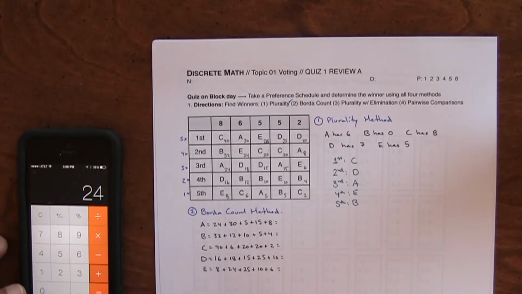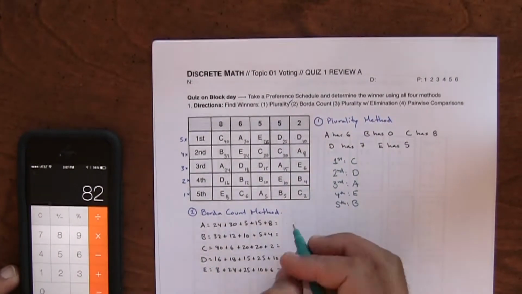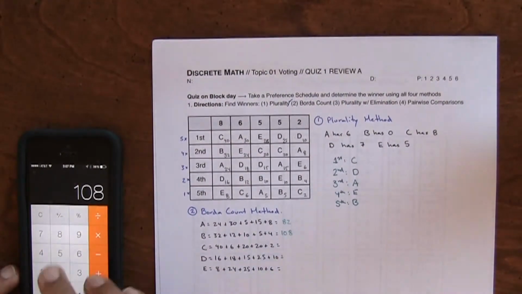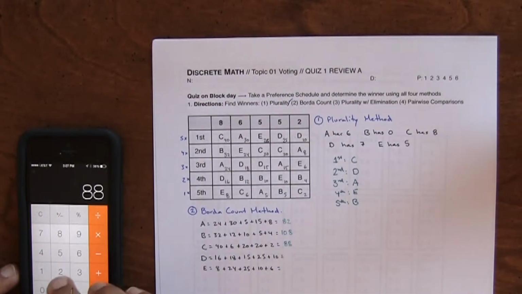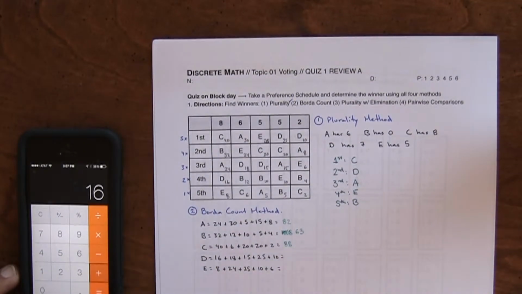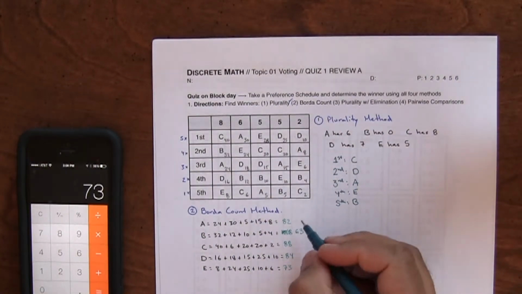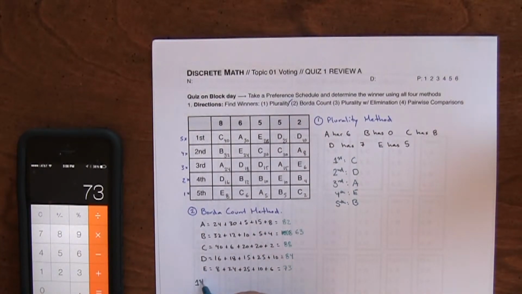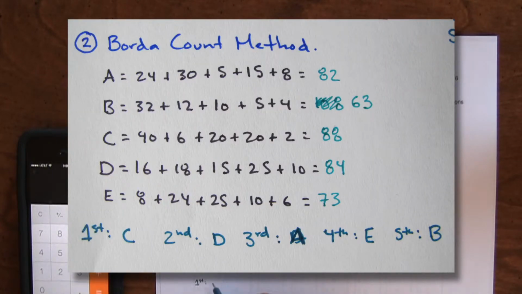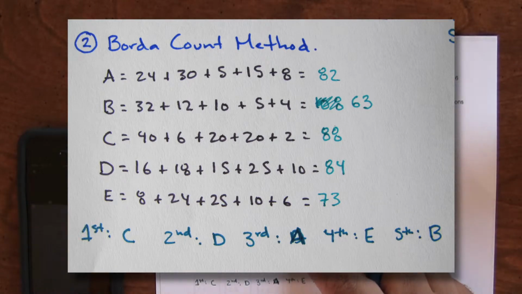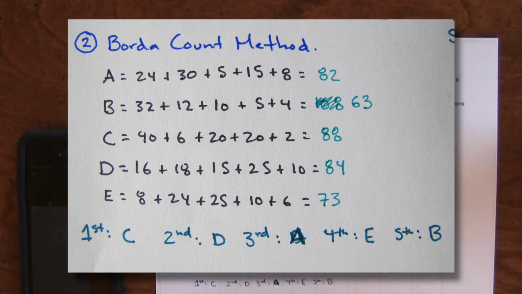First place is C, with 73, then E, and fifth is B. So first, second, third, fourth, fifth.